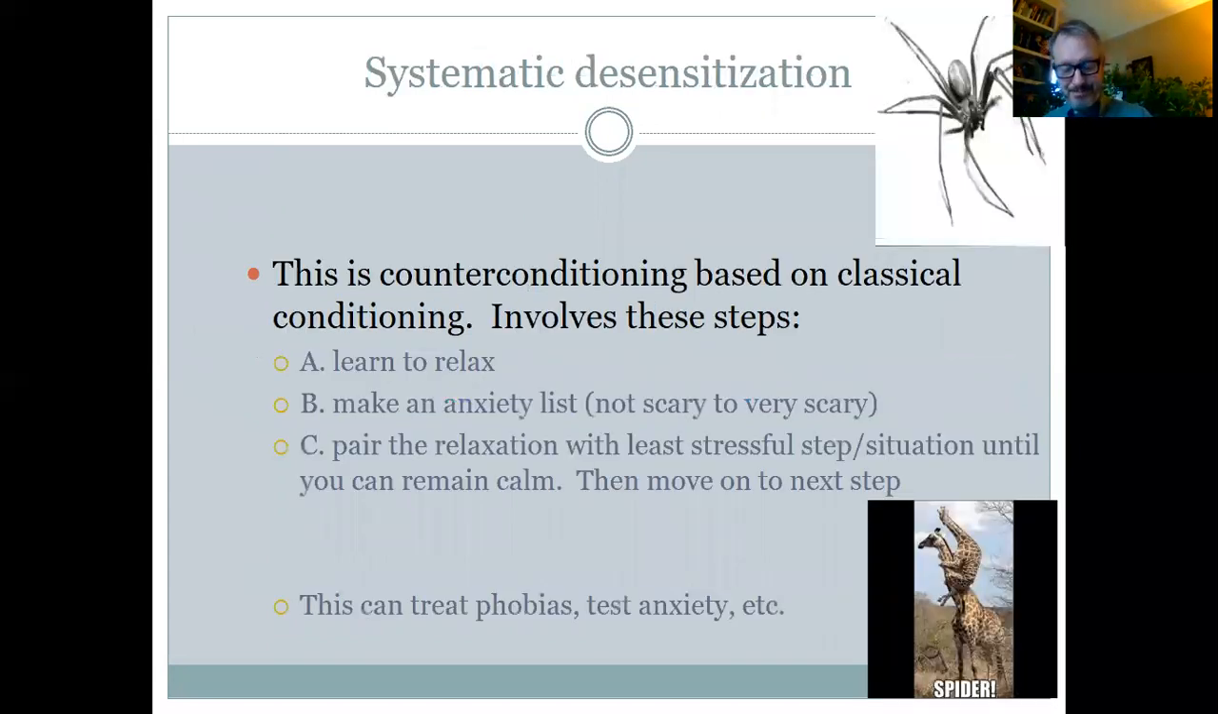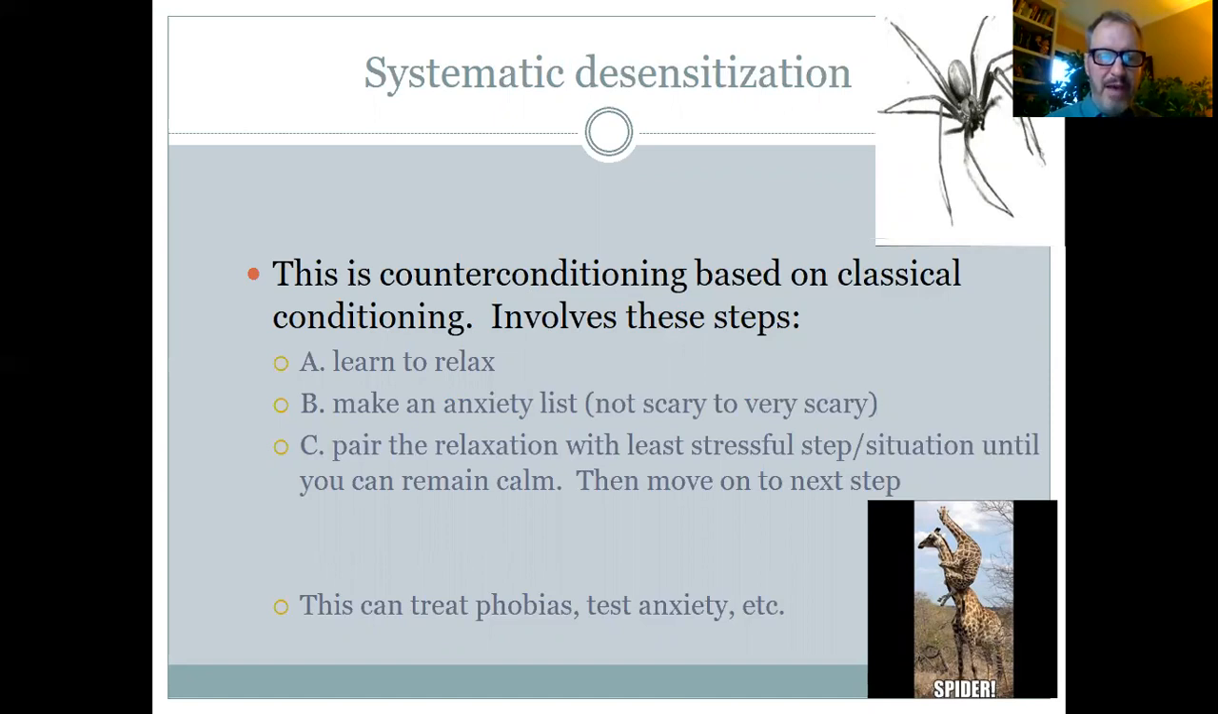One thing that one of John Watson's students found, Watson being the one who had done the little Albert experiments, is that you could actually use classical conditioning to help kids and to help adults too. And that is through a process called systematic desensitization. In this situation, they realized if you can train a child to have a phobia, you can also use these sorts of conditions to remove a phobia.